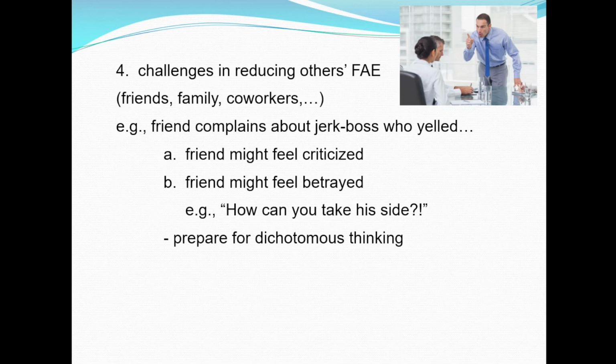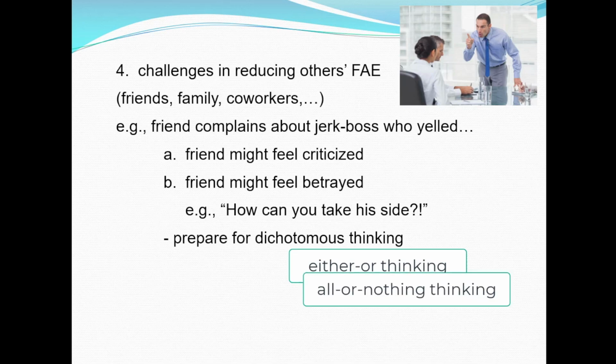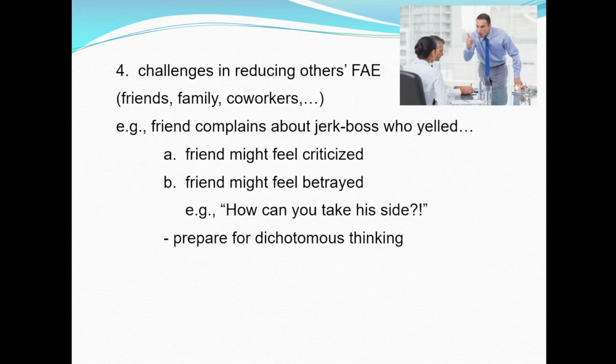Now, one of the things my friend might be doing here is what's called dichotomous thinking. Have you heard of dichotomous thinking before? One of the classic examples of dichotomous thinking is you're either with me or against me. It's a dichotomy, meaning this or that, either or. It's called either-or thinking, all-or-nothing thinking, dichotomous thinking. And particularly if my friend is upset, she might be thinking dichotomously. You're either with me or against me, Dan, and you're definitely not sounding like you're with me. So be prepared for that if you're going to try to help somebody else in this way.